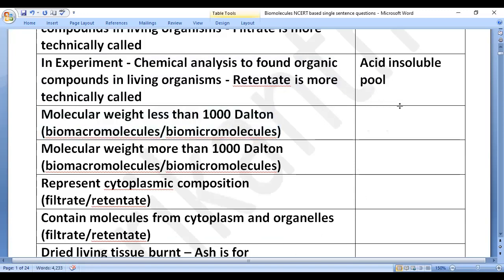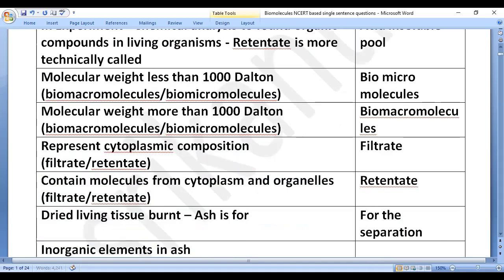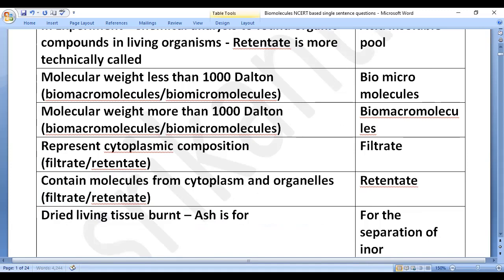Molecular weight less than 1000 Dalton, biomacromolecule or biomicromolecule? It is biomicromolecule. Molecular weight more than 1000 Dalton, biomacromolecules. The filtrate represents cytoplasmic composition and contains molecules from the cytoplasm and organelles. The retentate. Dried living tissue ash is for the separation of inorganic elements.